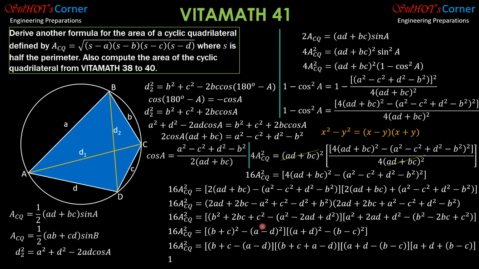So simplifying, we have 16 area of cyclic quadrilateral square is equal to quantity b plus c minus a plus d, or b plus c plus d minus a, then a plus b plus c minus d, quantity a plus d plus c minus b, this one, the third factor. Then simplifying the last, a plus d plus b minus c. So let's copy this on the next slide.